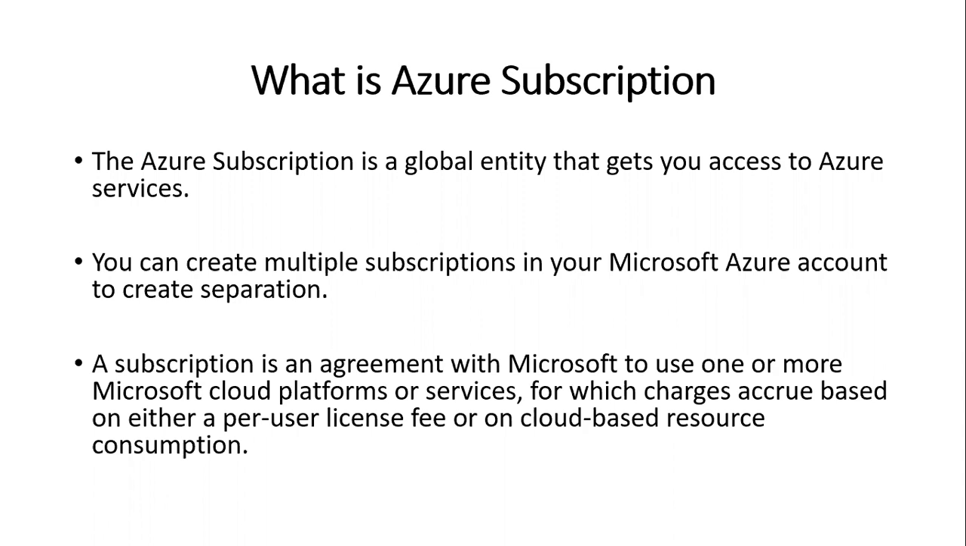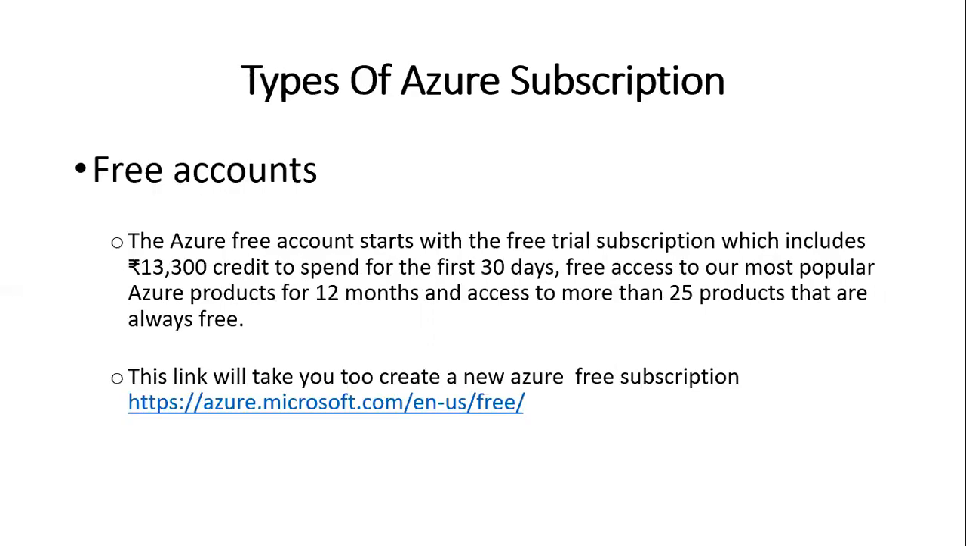Okay, and a subscription is an agreement between Microsoft and the user, an official agreement signing procedure where we indicate that we are going to use their resources for creating and deploying our resources. And the licensing would be calculated in terms of a per-user licensing fee and cloud-based resource consumption. So these would be the two charges: licensing and consumption. Okay. So next we'll see the types of subscription.